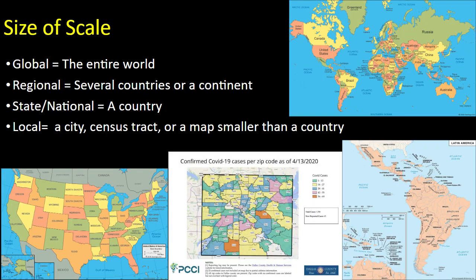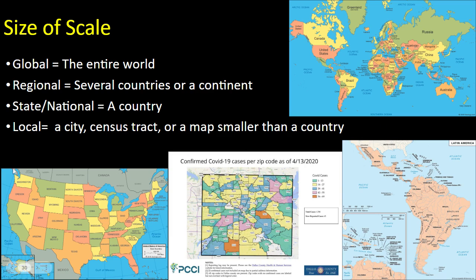So size of scale, don't overthink this. It's not that hard. Global scale, if you see a global map, it's going to be a map of everything. So the world. Regional maps, and my kids year after year struggle with this. Region is a weird word. In this case, a region is multiple countries. So if you see a map with multiple countries or even a continent, it's a regional scale map. So the map you see in the bottom right, that's a map of Latin America. Latin America is a region. It's also multiple countries, and it's a continent. Well, South America is a continent.